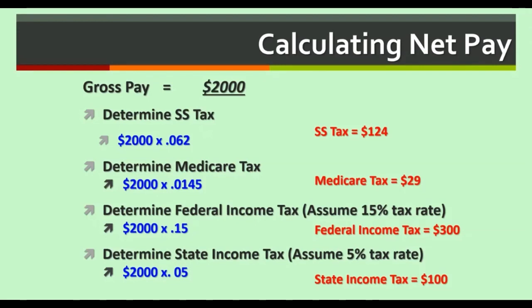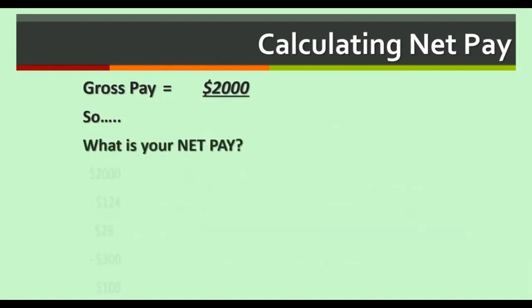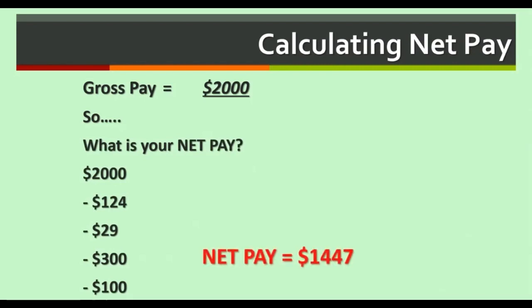So in this case, Social Security is $124, Medicare is $29, federal income tax $300, and state income tax $100. So our net pay would be $2,000 gross pay minus our 4 deductions. Minus 124, minus 29, minus 300, minus 100 leaves us with a net pay of $1,447.